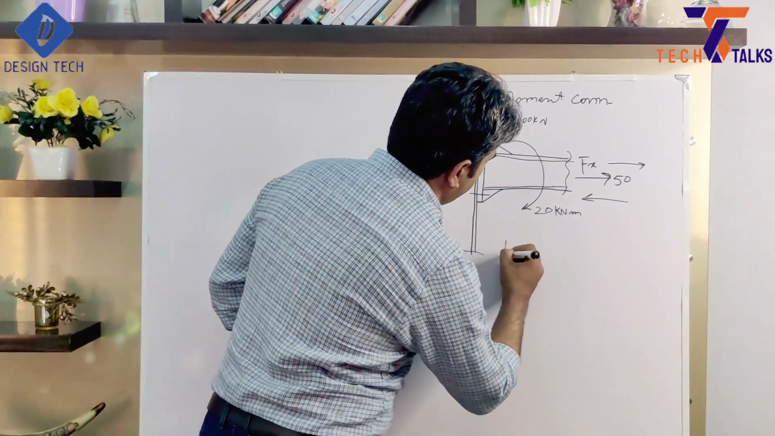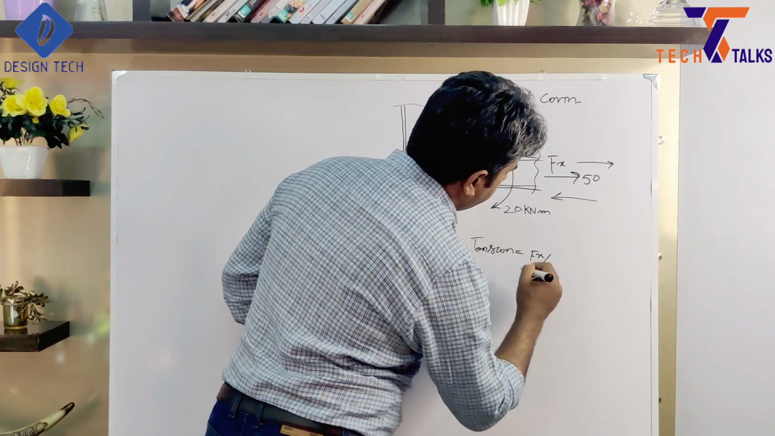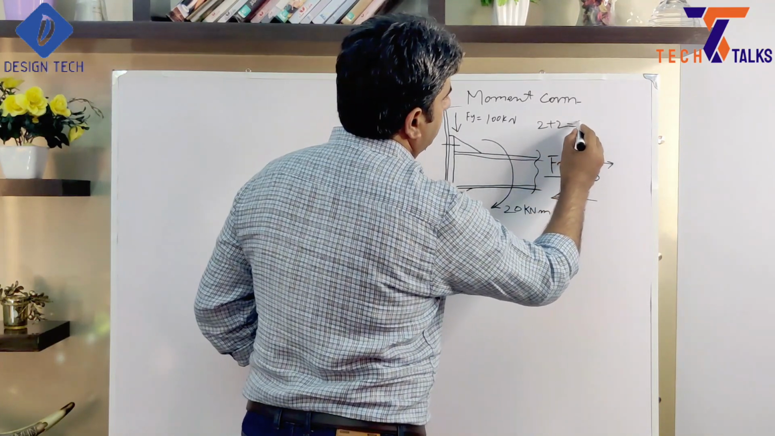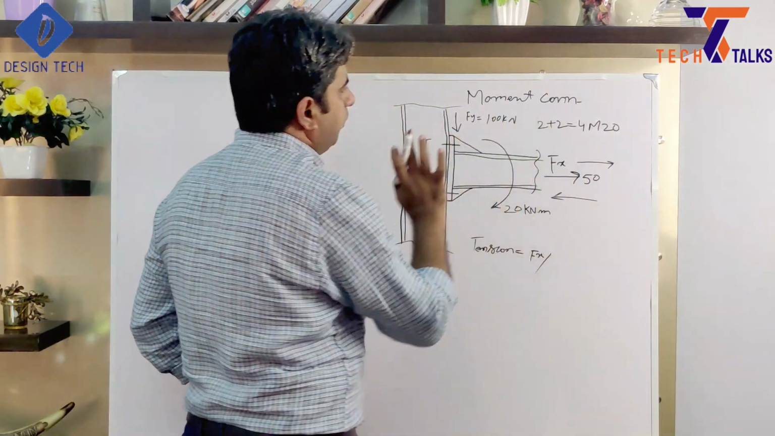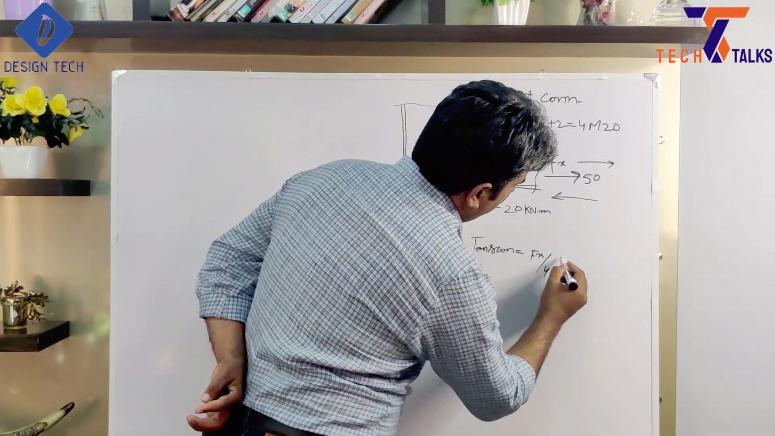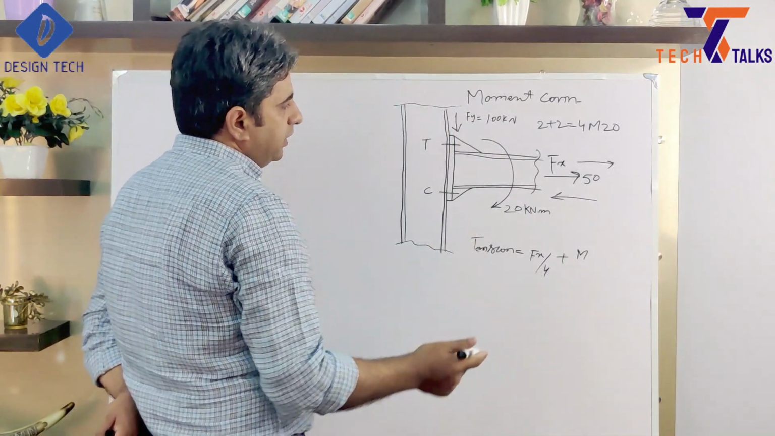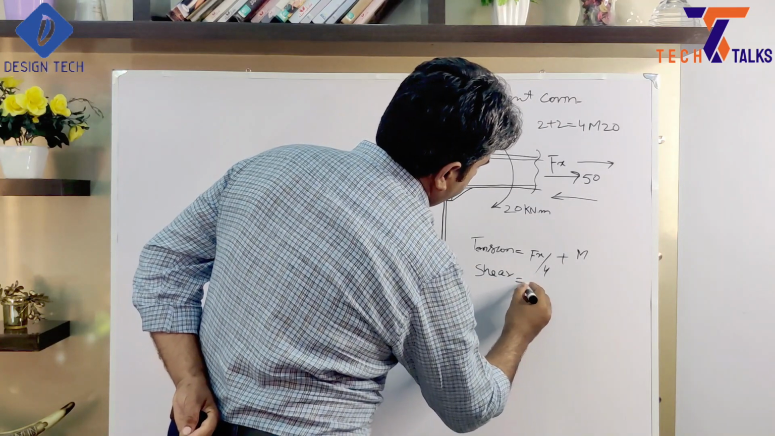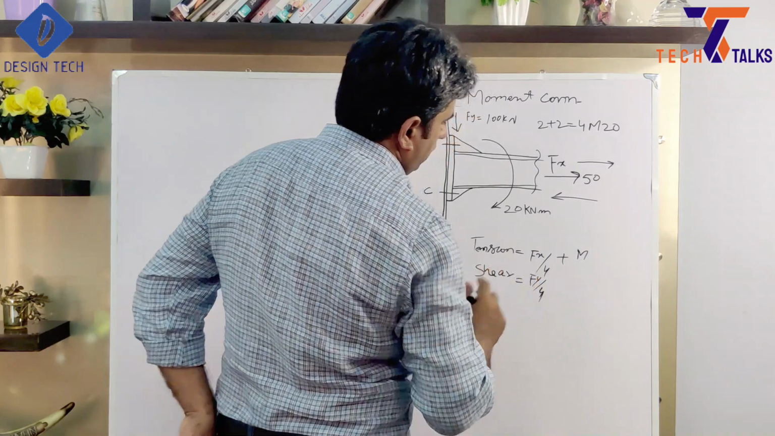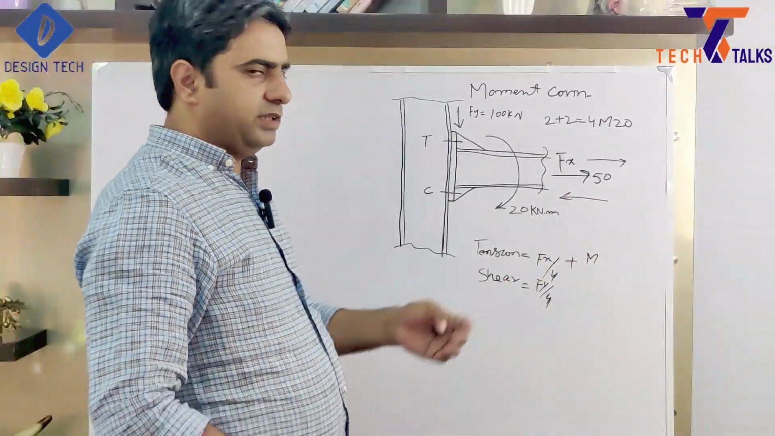From this we can get an idea that tension force will come from Fx divided by number of bolts. Total number of bolts will be 2 plus 2 is equal to 4 M20. 2 will be here, 2 will be here, so total will be 4 bolts. So Fx divided by 4 plus tension force from moment will be our total tension, and our total shear force will be Fy divided by 4. From these two we can calculate our number of bolts, whatever we choose here, whether it is correct or not.